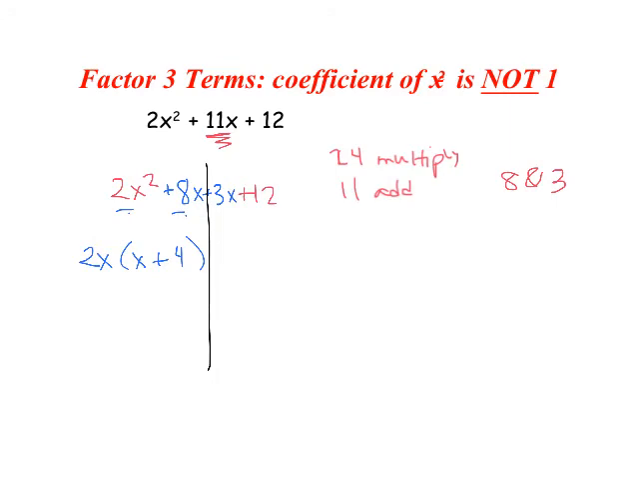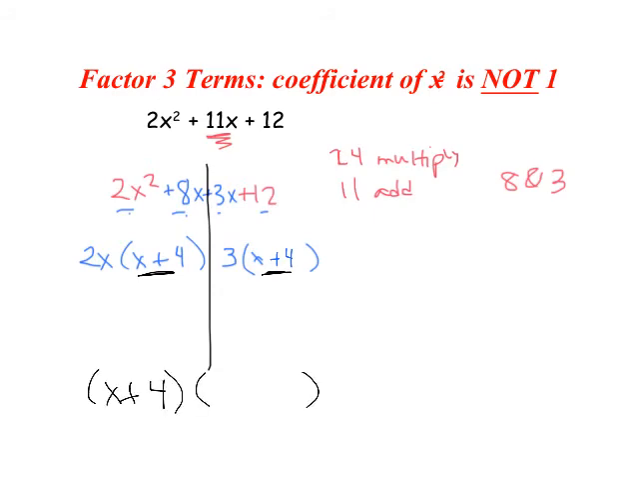Same thing on the other side. Take out the common factor between 3x and 12, which is 3, and then we need x, and 3 times positive 4 would get back to the 12. What you'll notice is both sides have an x plus 4. That's the common factor between both sides. So our final answer is a common factor of x plus 4, and then what that x plus 4 was multiplied by. For one side, it was the 2x, and for the other side, it was a positive 3.